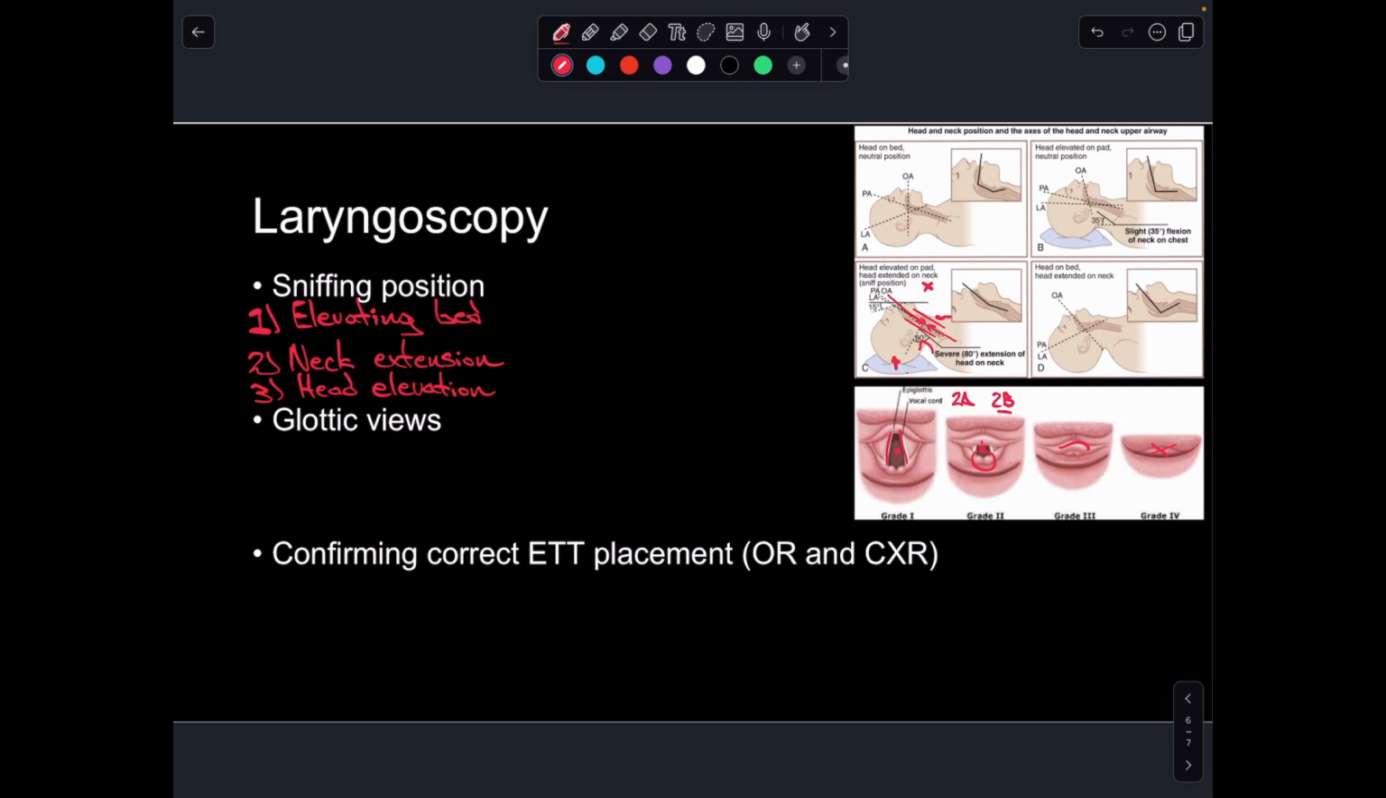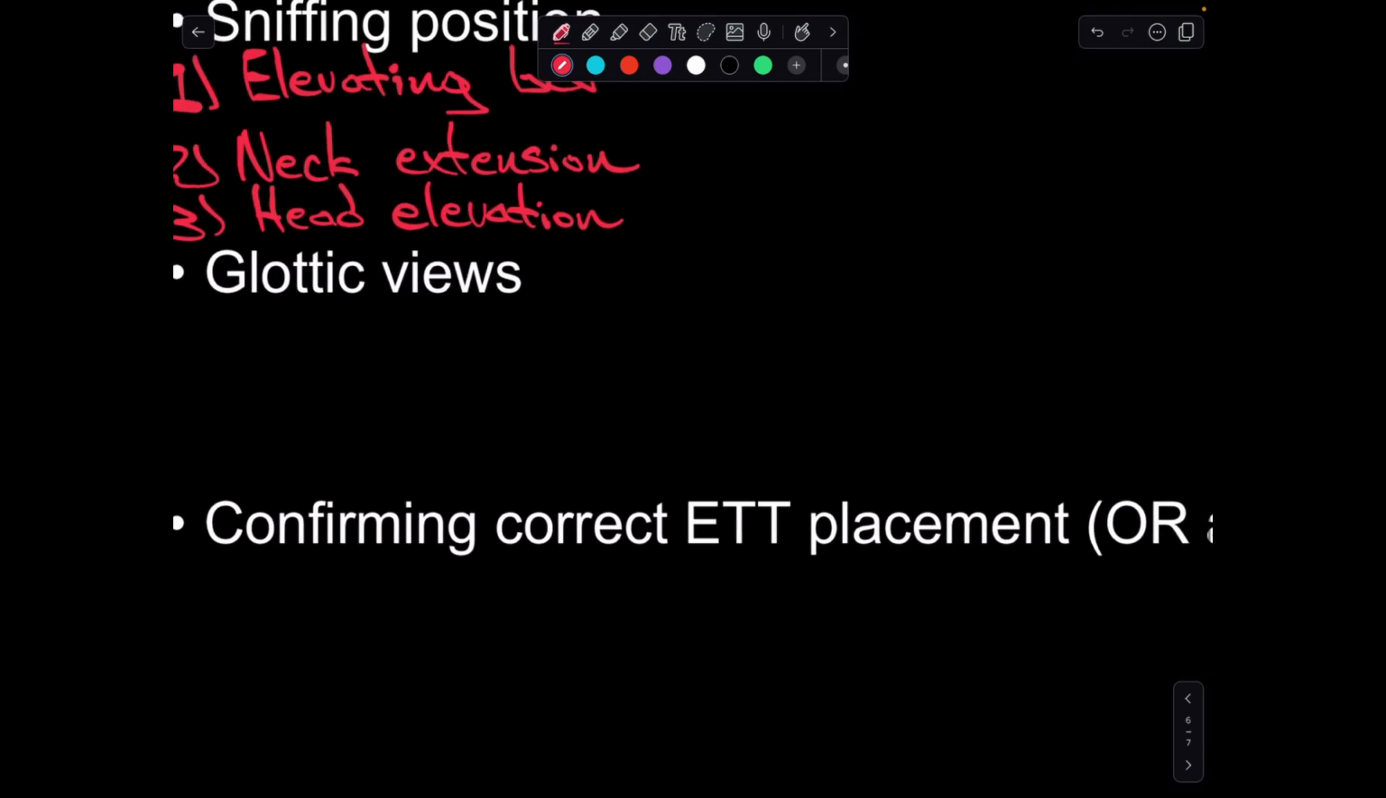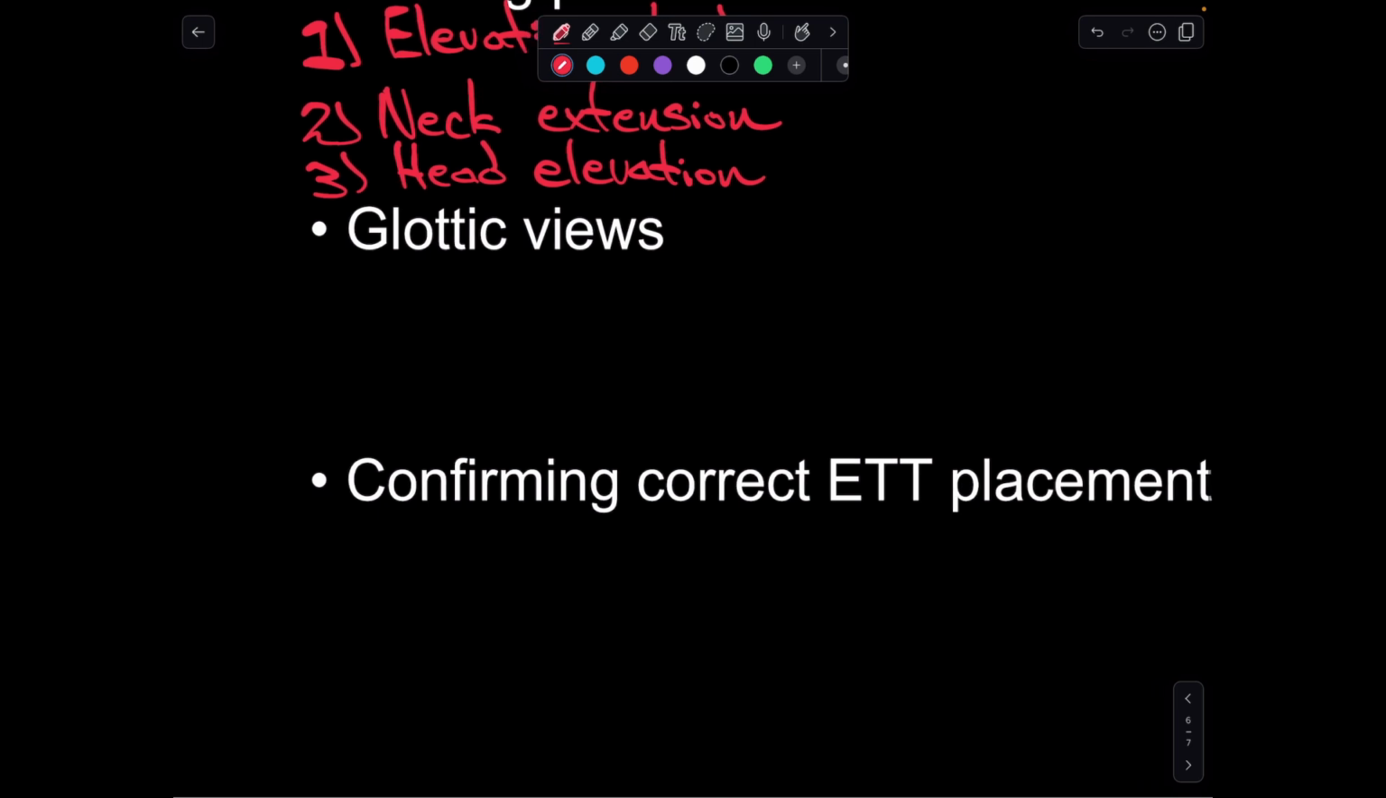So finally, you've placed the patient in the correct position. You saw a good view of the cords. You intubated the patient. Now you have to confirm correct endotracheal tube placement. There are a couple different things. While you're in the operating room, the big one, the most important one, the gold standard for confirming endotracheal tube placement is end tidal CO2.